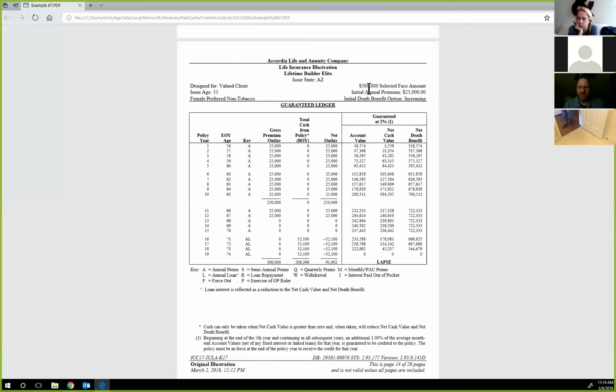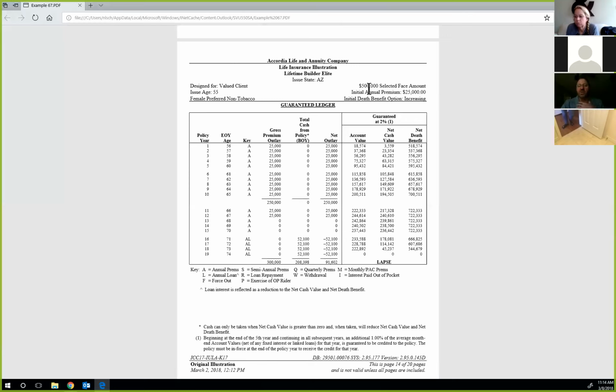Does that make sense? Okay, so it all comes down to design. Because if I made this into a $1.5 million policy and I threw $27,000 in premium and put a long-term care rider on it, the income that you're going to get during retirement goes down. Why? Because it's a higher death benefit and I've got a rider on there that I'm paying for to cover you for long-term care. So it all pans out.